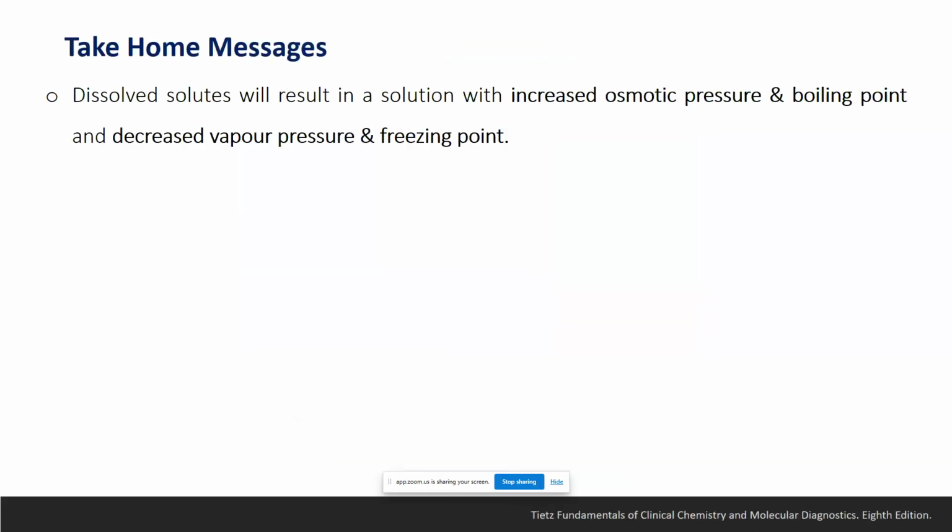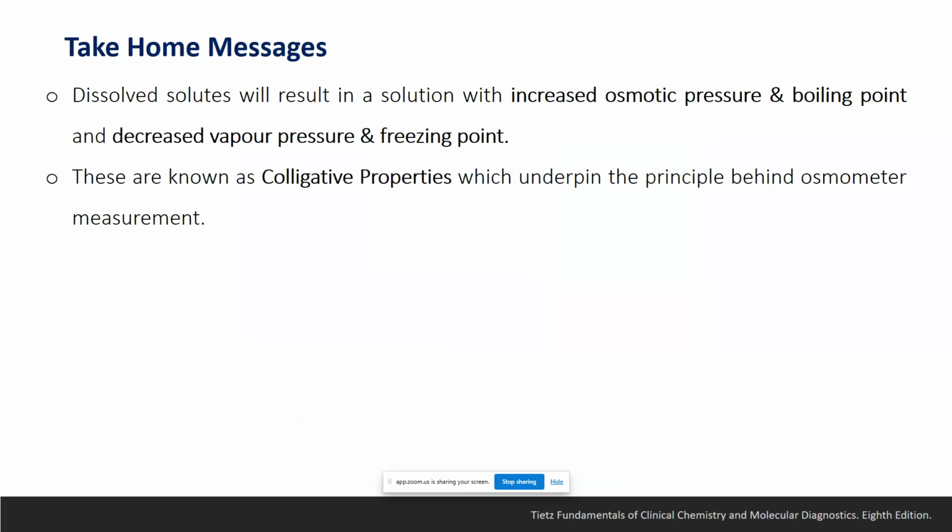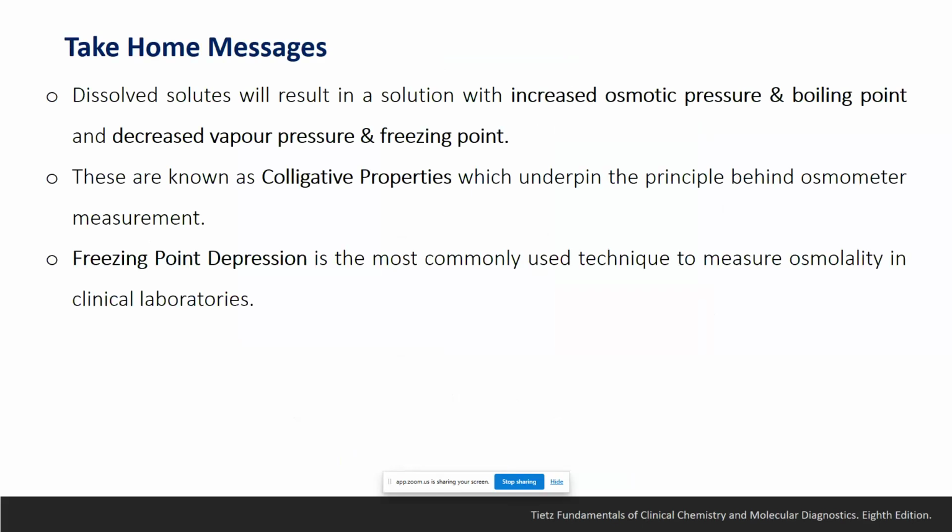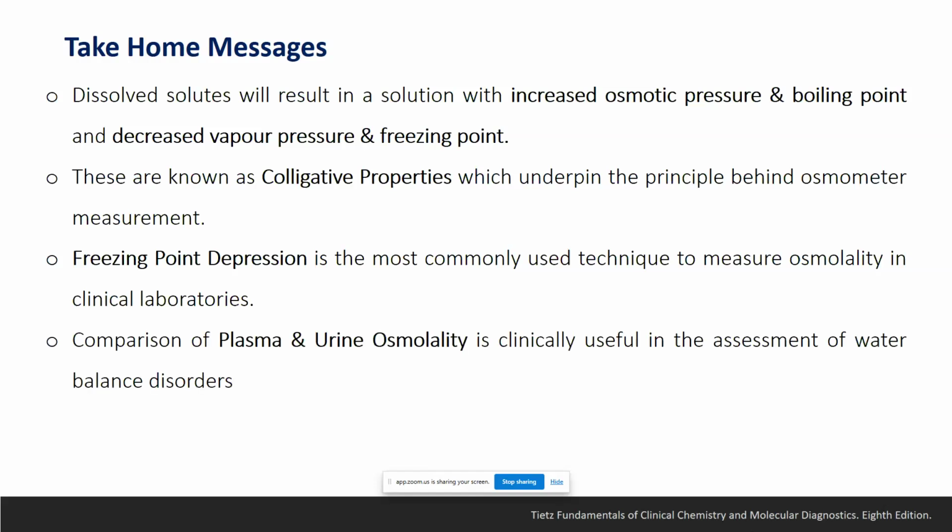So some take-home messages. Dissolved solutes will result in a solution with increased osmotic pressure and boiling point, and a decreased vapor pressure and freezing point. These terms are known as colligative properties, which underpin the principles behind osmometer measurements and the various types of methods used. Freezing point depression is the most commonly used technique to measure osmolality in clinical laboratories across the UK.